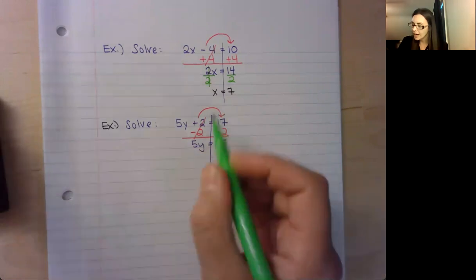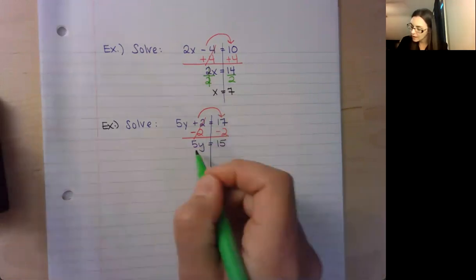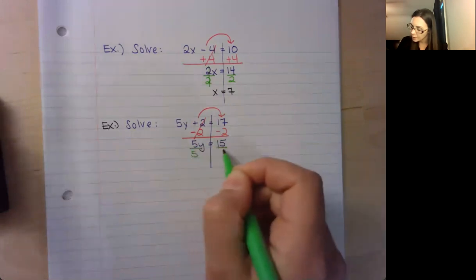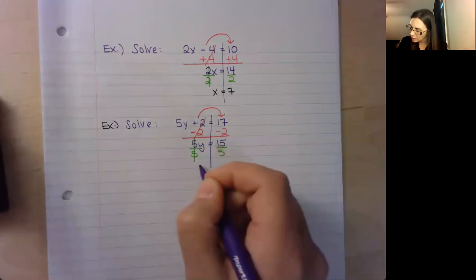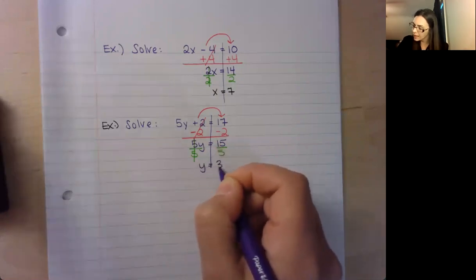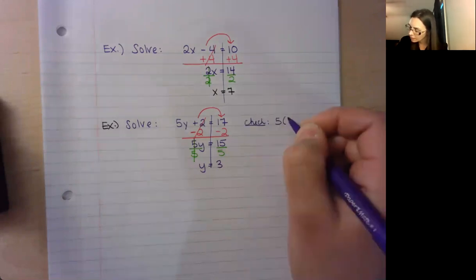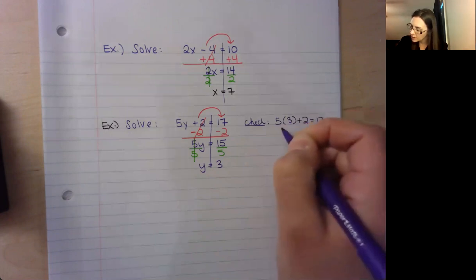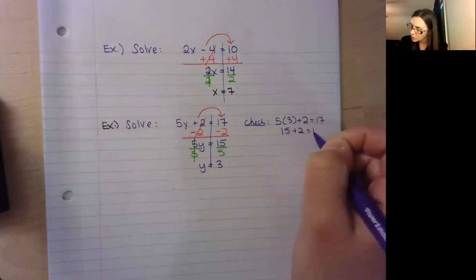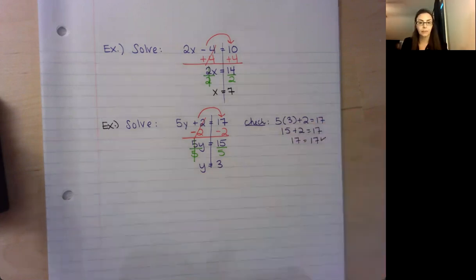Now I see that I have a 5 times y. So if I want to get rid of that 5, I'm going to have to divide both sides by 5. And I have y is equal to 3. And again, you can always go back and check here by going to that original problem. If I plug in 3 for y, you can see pretty quickly that you get 5 times 3 is 15, and 15 plus 2, excuse me, is definitely 17. So this does check out.